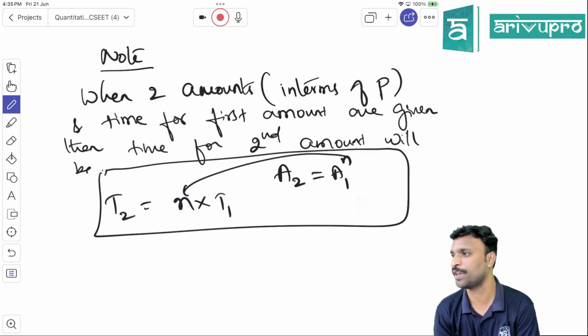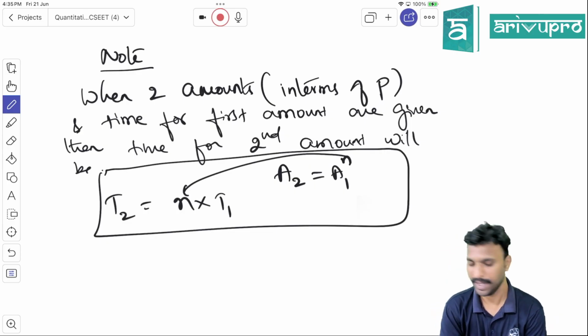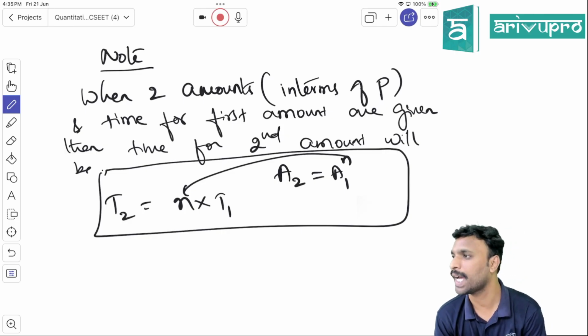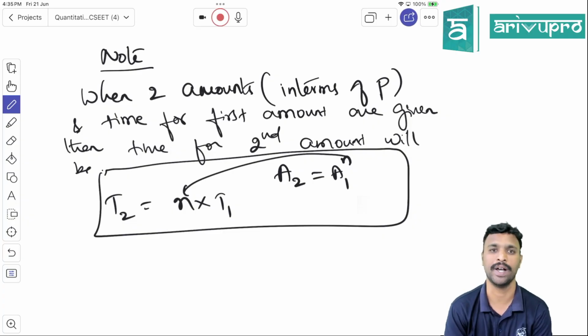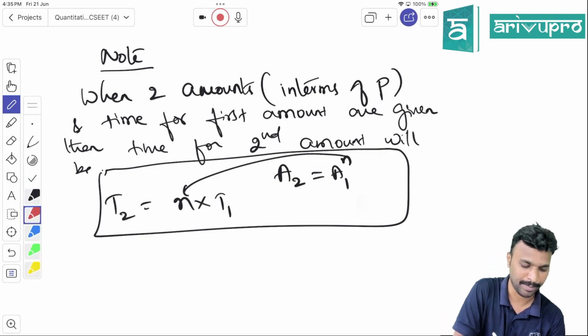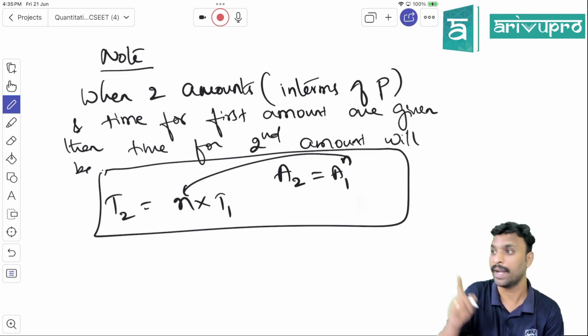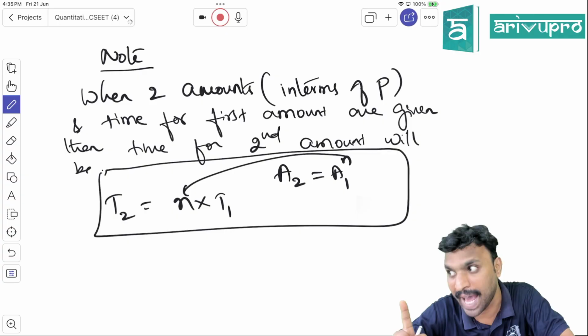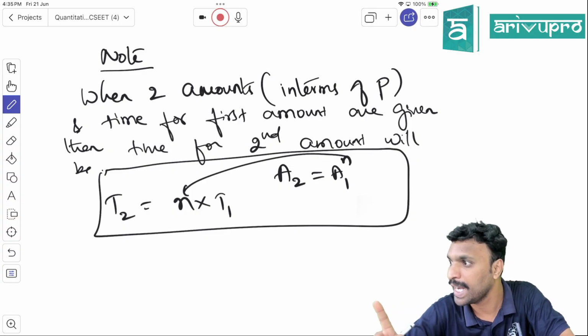A2, first of all, you'll write as A1 power N. That N only you should multiply with T1. T1 is the time in the first case. T2 is the time in the second case. Preparing a question. And the same kind of question I have discussed in even SI also. But it is as per SI. As per SI, A2 minus 1 by A1 minus 1 into T1.